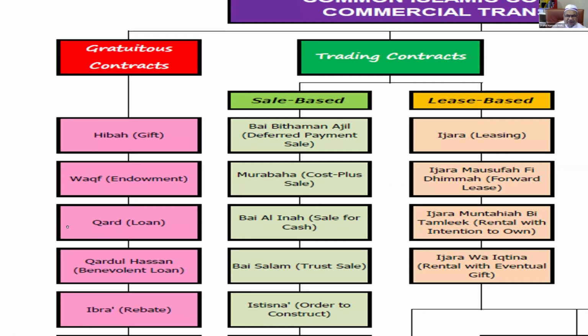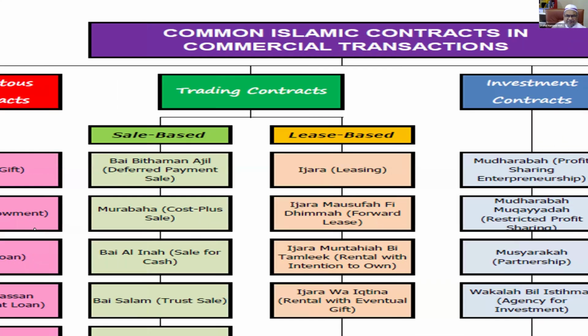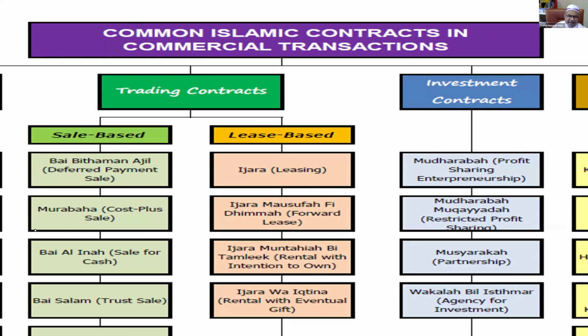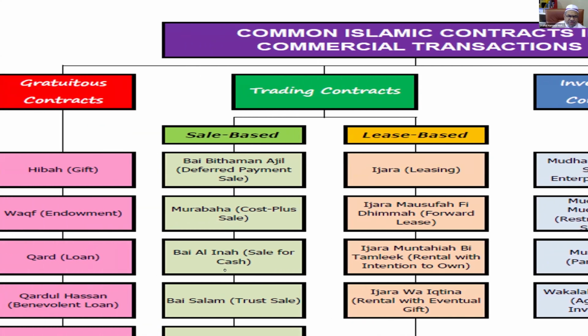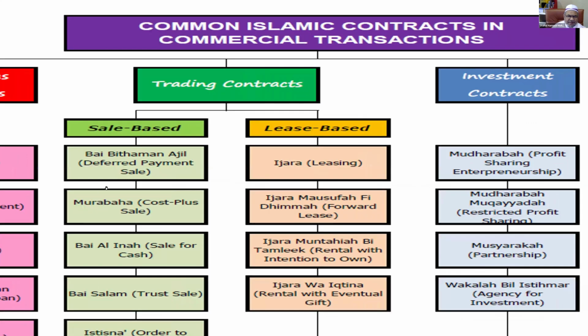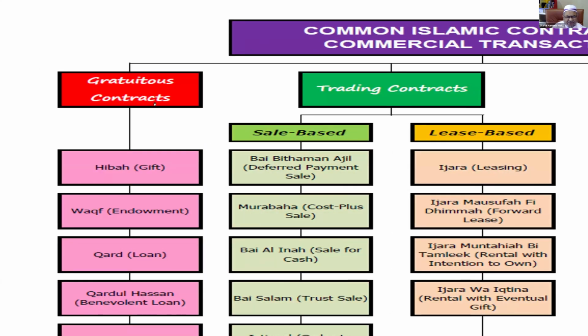Okay, so here are all the commercial Islamic contracts, common Islamic contracts and commercial transactions. Not only banking, but it is mostly used in Islamic finance, takaful, capital markets and so on. So they have been classified into different types of contracts. One is the gratuitous contract. I don't know how you pronounce that, sorry. Gratuitous, maybe. Because this is actually like a gift, you don't make money from this sort of contract.